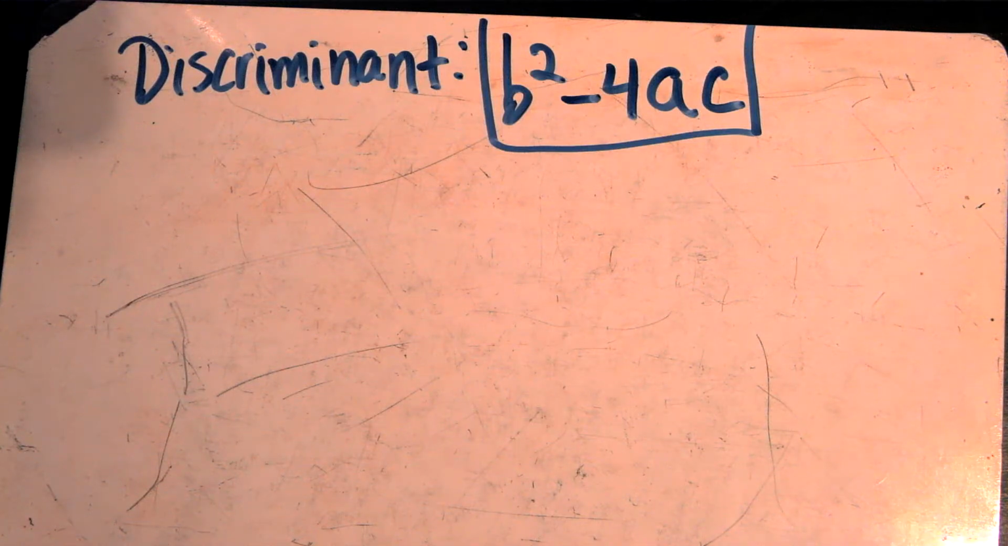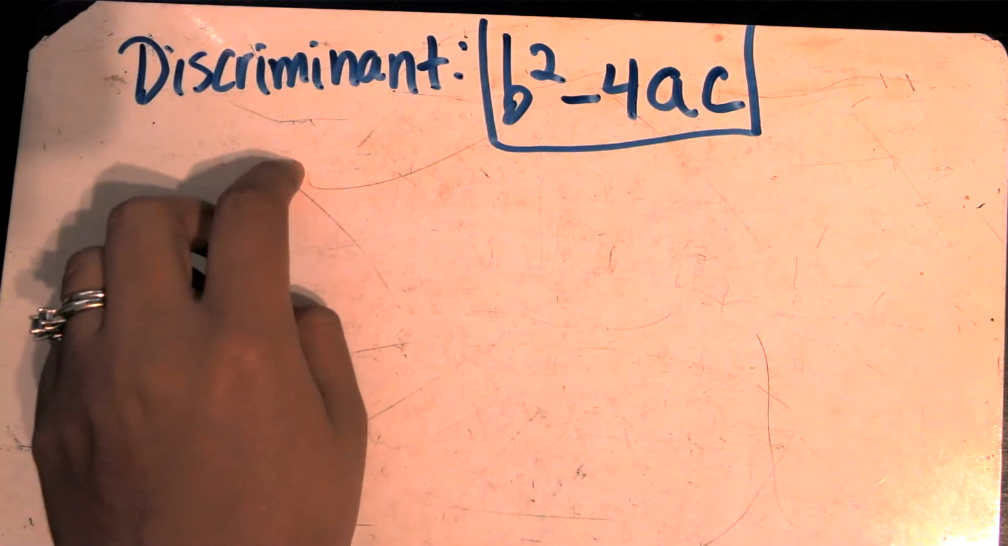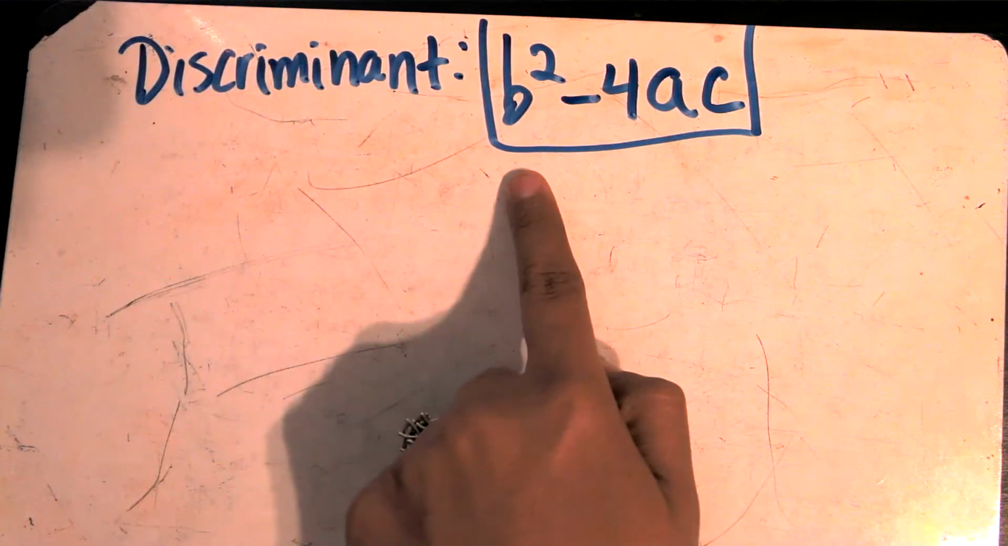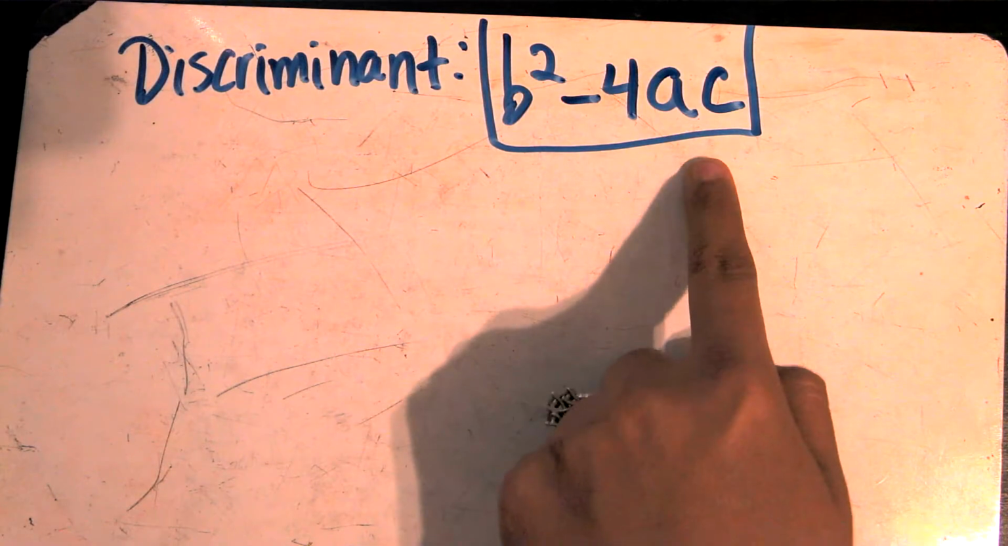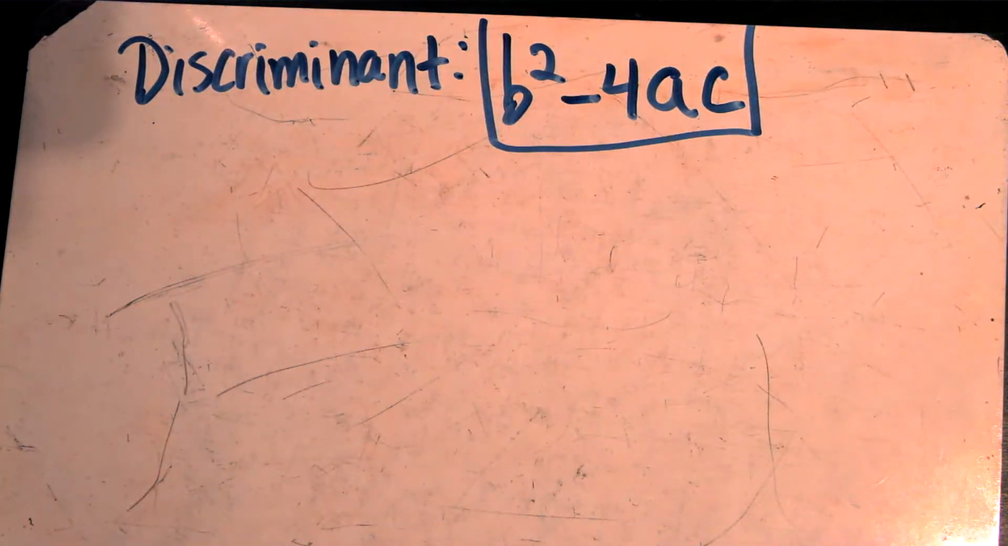Today we are going to learn about the discriminant to find out information about the amount and types of roots of a quadratic function. This is the formula for the discriminant: b squared minus 4 times a times c.